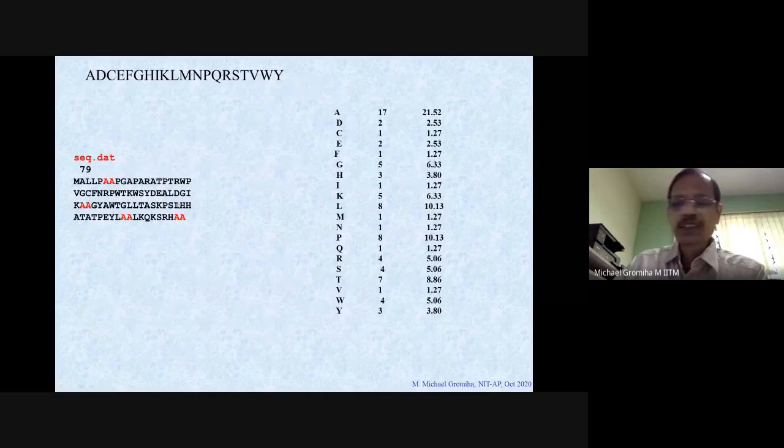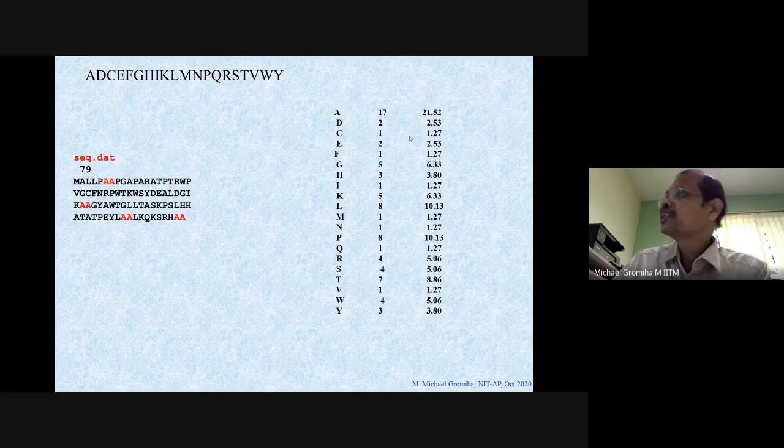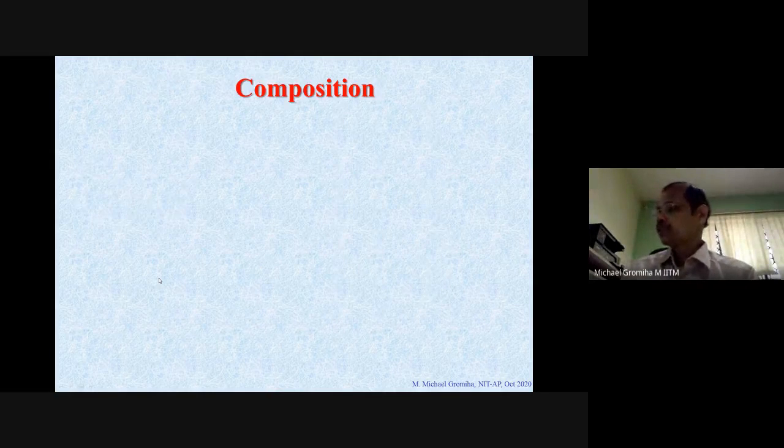This is a sequence. I showed a sequence here, right? So these are the 20 residues. Repeatedly you check the match, and finally these are the number of matches. So here you have this occurrence, and it is normalized with 79, the total number of residues in the sequence. So then you divide by 79, and here you get the composition. That is fine. Okay, so now the composition.